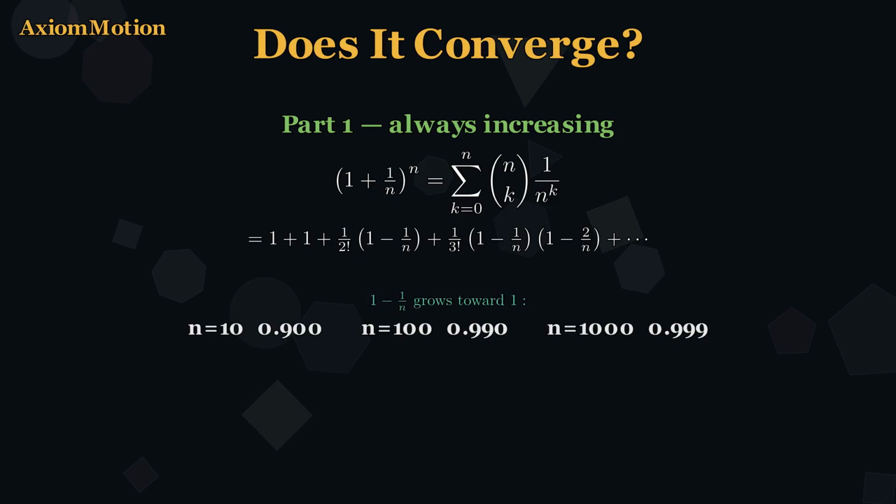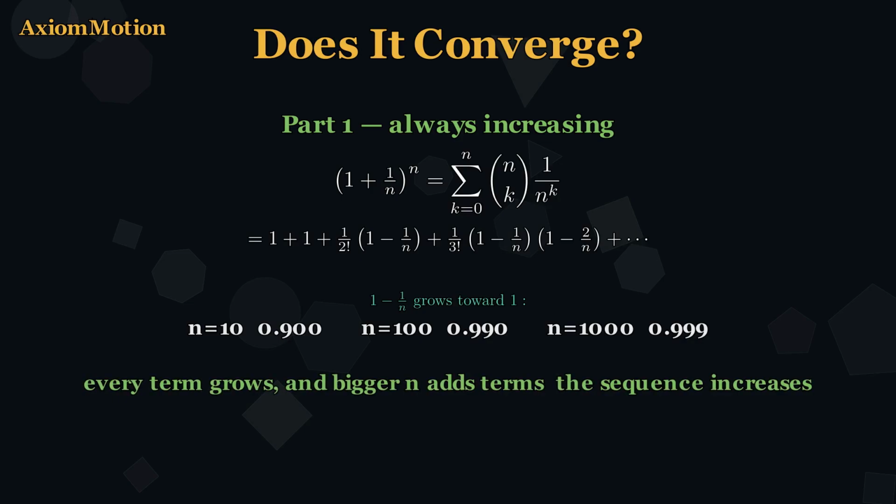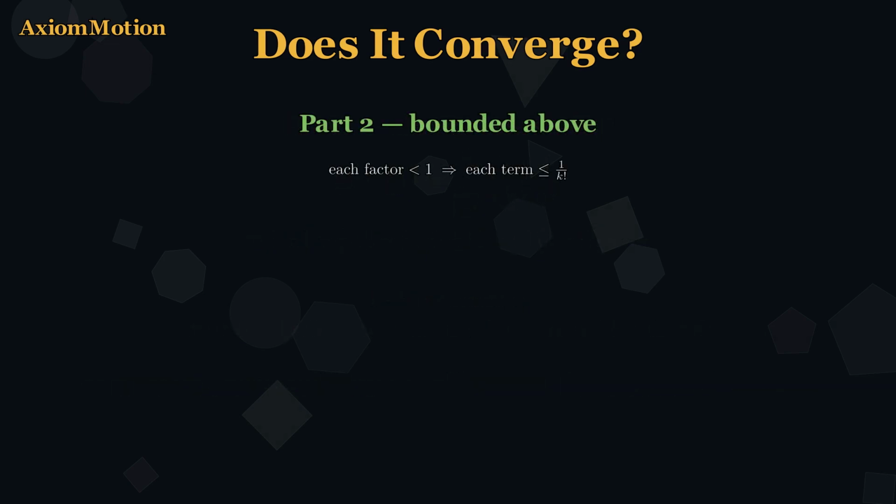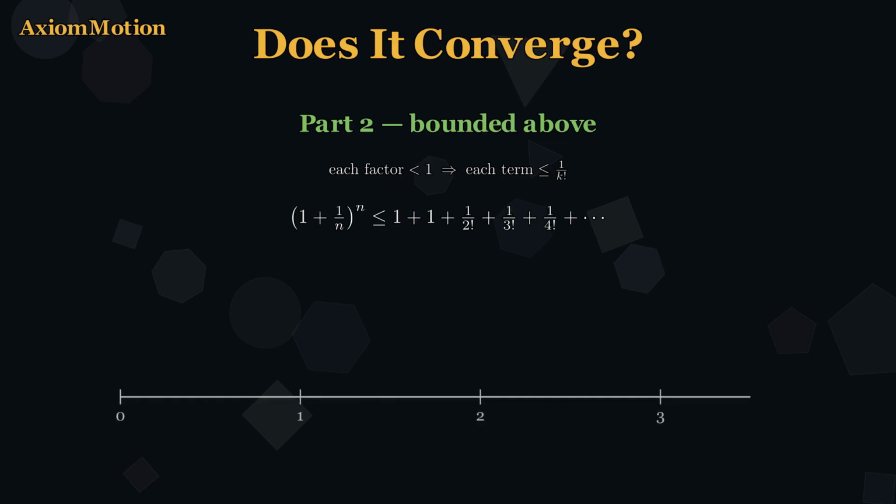So every term grows, and a larger n adds even more terms. The sequence can only increase. One half of the proof is done. For the other half, notice each of those factors is less than 1. So every term is at most 1 over k factorial. That makes our value no larger than 1 plus 1 plus 1 half plus 1 sixth plus 1 24th, and onward.